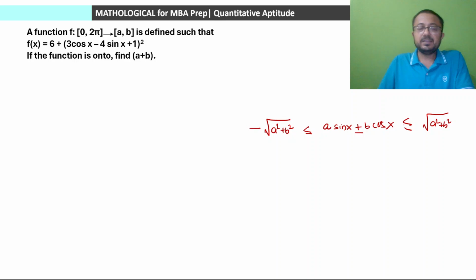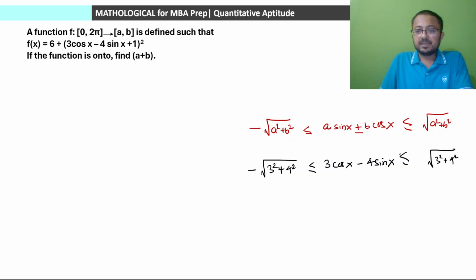So it is always between these two values. Isn't it so? तो 3 cos x minus 4 sin x का मिनिमम मैक्सिमम वैल्यू निकाल सकते हैं. 3 cos x minus 4 sin x, this will always be between root of 3 square plus 4 square with a negative sign and root of 3 square plus 4 square with a positive sign.